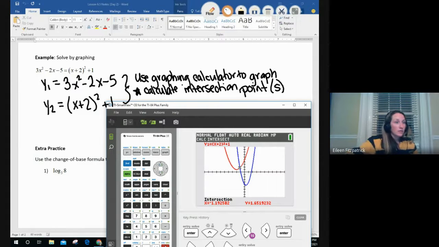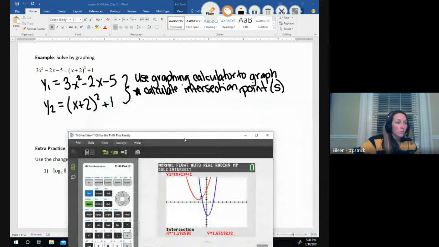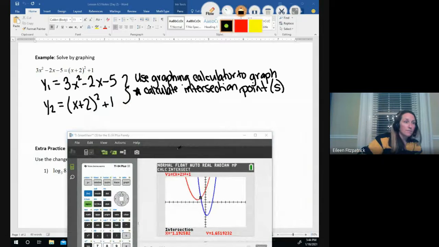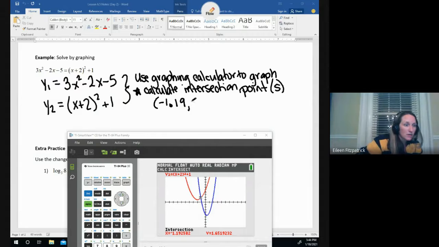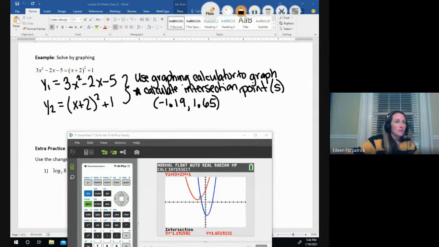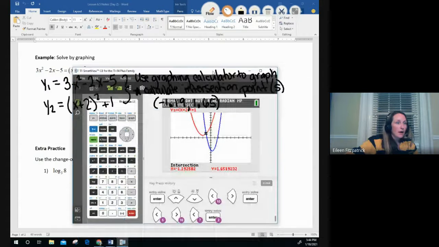All right, and you're going to write the coordinate down just for now, and then we'll talk about the answers in a second. So one of the intersection points is negative 1.19, comma, and we're obviously rounding, 1.65. Does it look like the parabola probably intersects again? It does. All right, so it looks like it probably intersects up higher.